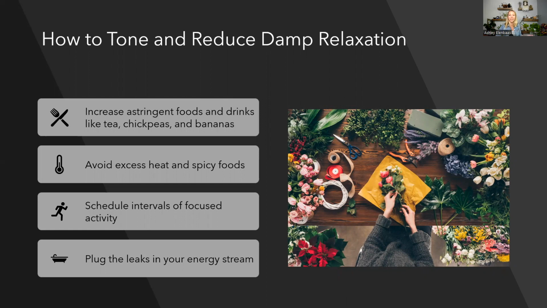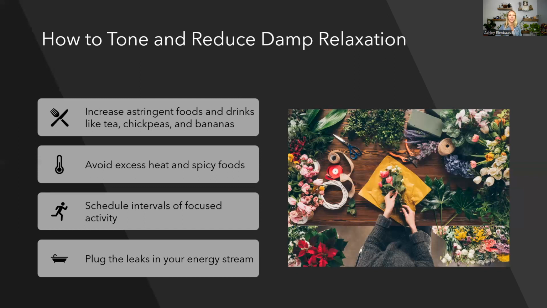You want to avoid heat in the physical environment as much as possible, and not avoid summer in the sun, but excessive heat. And you may also want to avoid excessively spicy foods because, again, heat is going to exacerbate the flow. I didn't say this before, but this could also be mucus in the nose. If you constantly have a runny nose, your nose and sinus is draining all the time, all of these recommendations are going to be helpful as well. And then schedule intervals of focus activity.